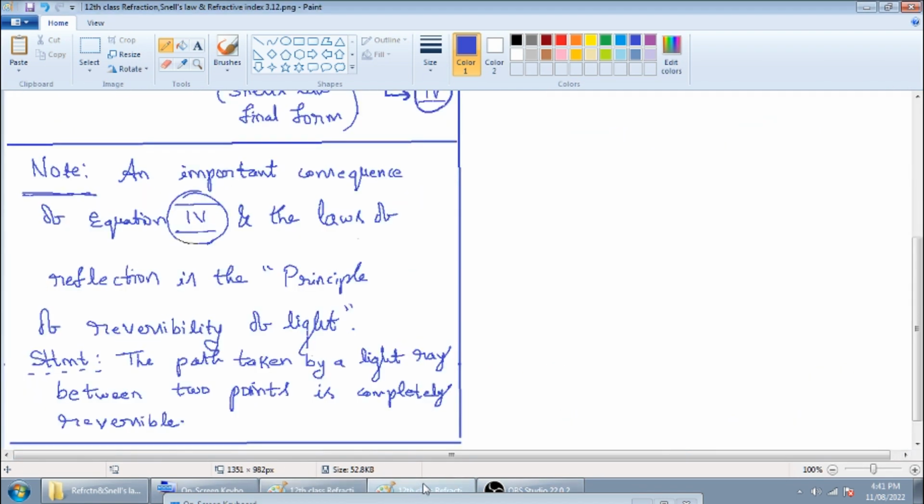That's what is given here. So this is the complete running notes.